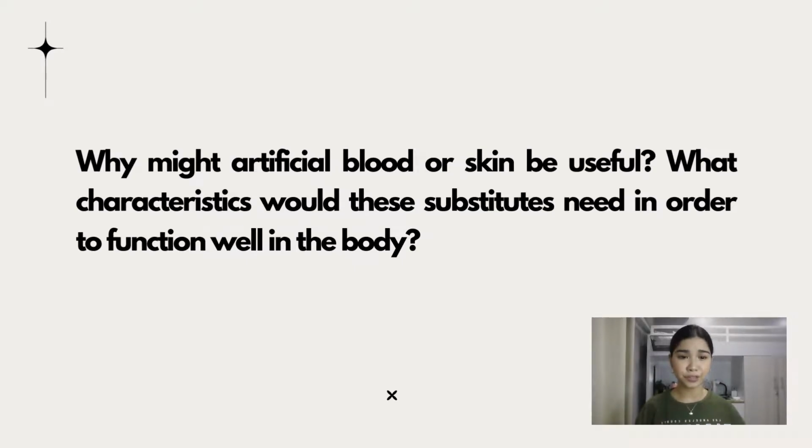So, why might artificial blood or skin be useful? What characteristics would these substitutes need in order to function well in the body? Blood transfusions are one of the most frequently performed operations on hospitalized patients. Nonetheless, despite all precautions taken to protect the blood supply, there are recognized dangers connected with transfusions, including infectious and non-infectious problems. Meanwhile, concerns with blood product supply, the necessity for compatibility testing, and blood product storage and shipping regulations have caused obstacles for blood transfusion delivery.